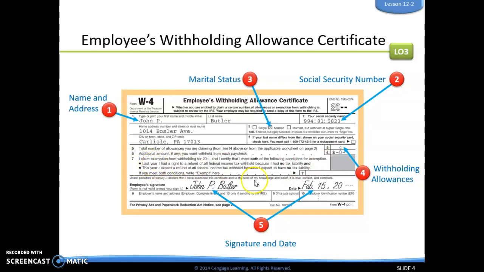If you meet both of the following, you would put that here. So the most important thing next is to sign it and then date it. Again, if you have to fill out a W-4, I would fill it out in pen. Pencil can be erased. Okay? Hopefully you don't have any questions on the withholding allowance.